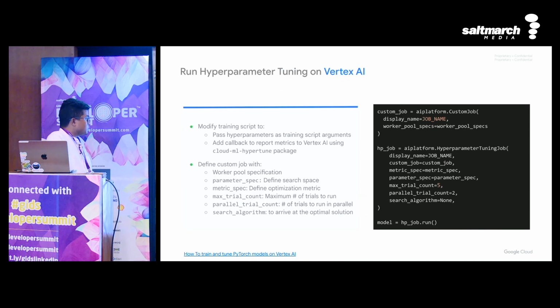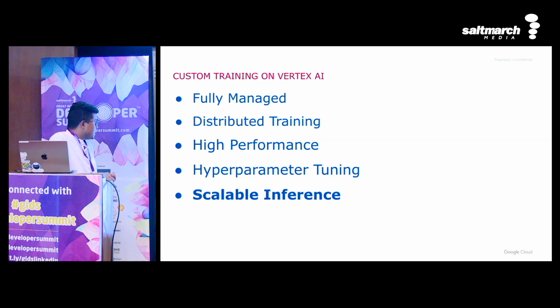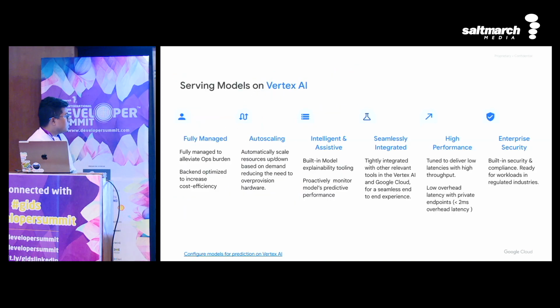And the same thing here. Once you specify a custom job, you can just create another hyperparameter training job. Here you say what metric specification you want, how many trials, and how many parallel experiments can run together, and then run the hyperparameter job. Based on this flow, all the experiments will be created, and your results will be exposed at the end. The last is inference of these models.